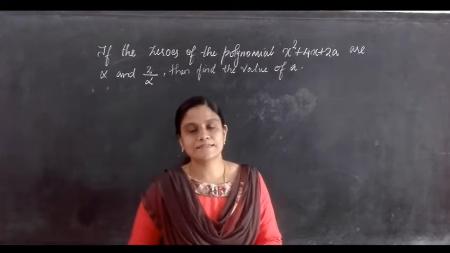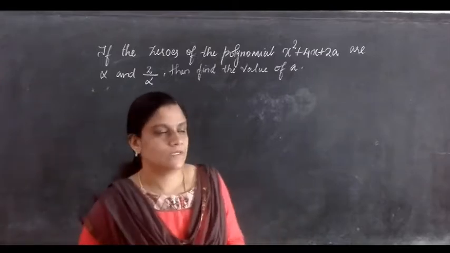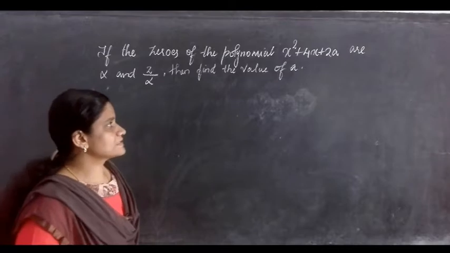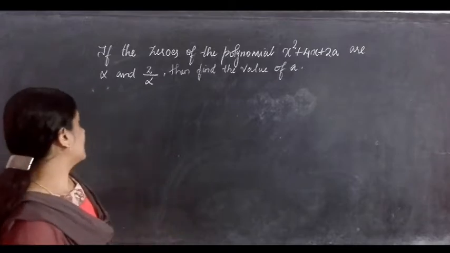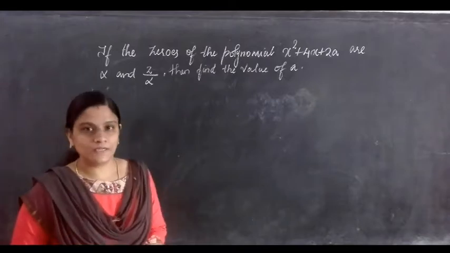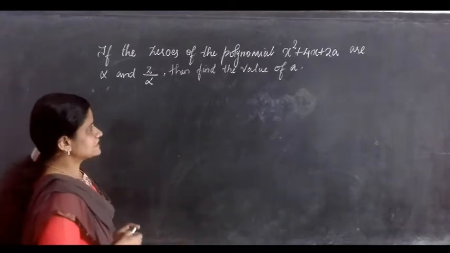Let us continue with the chapter polynomials. So let us see a question. If the zeros of the polynomial x square plus 4x plus 2a are alpha and 2 by alpha, then find the value of a. So you just listen here.